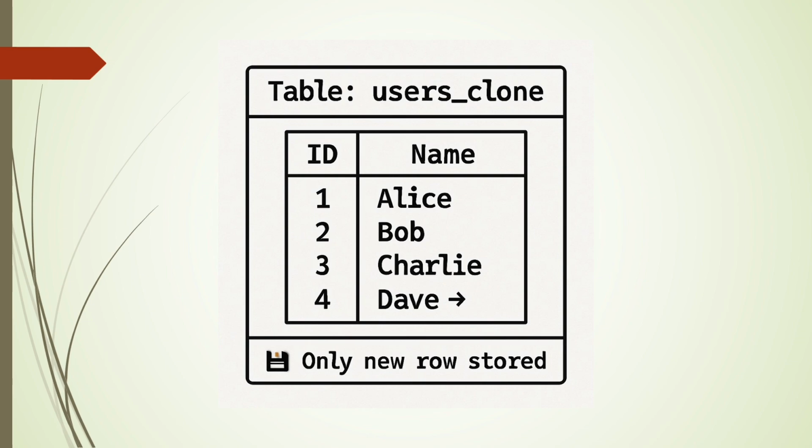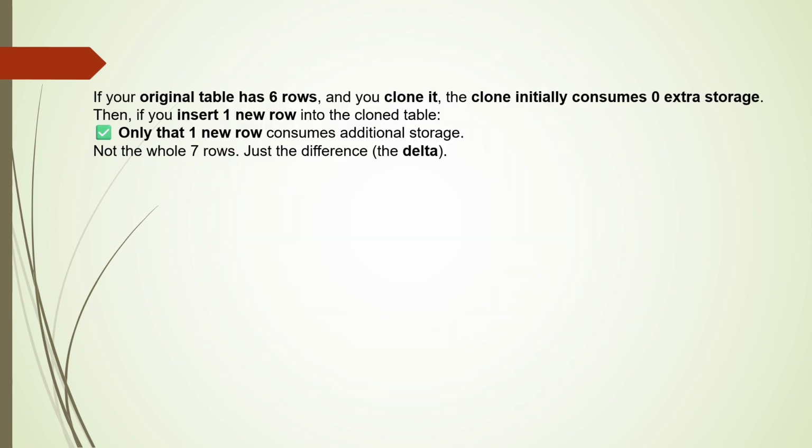Let me explain with a beautiful example. Suppose your original table contains 6 rows and you cloned it. The clone initially consumes 0 extra storage. Then if you insert a new row into the table, only that one row will consume the additional storage. Not the other 6 rows, and not the whole 7 rows, just the difference. Isn't it amazing? That's why Snowflake is called pay as you use. We are only using the new single row, so only for that row are we paying.